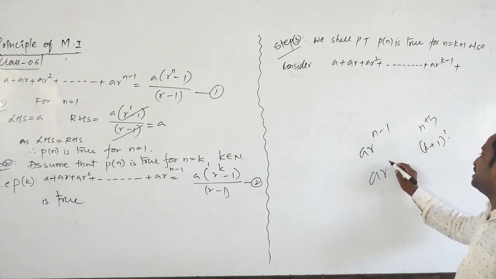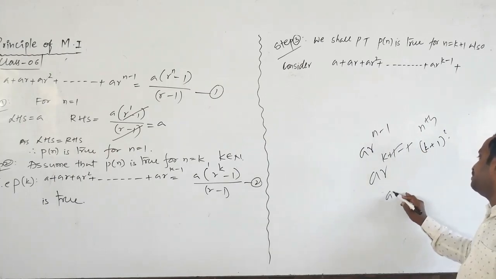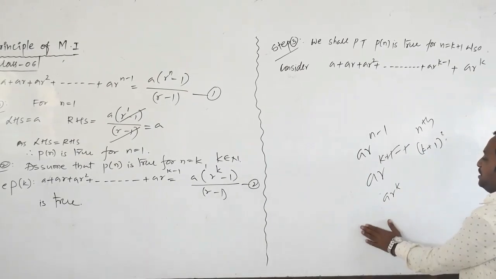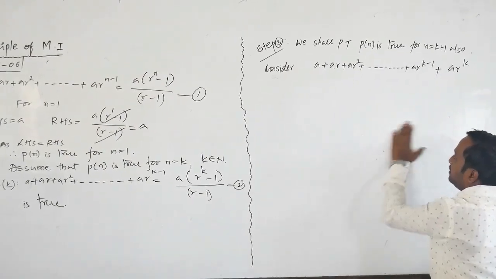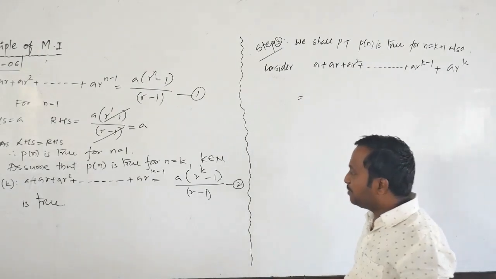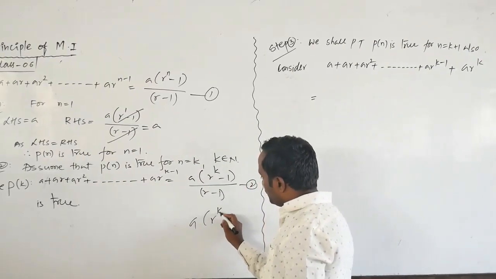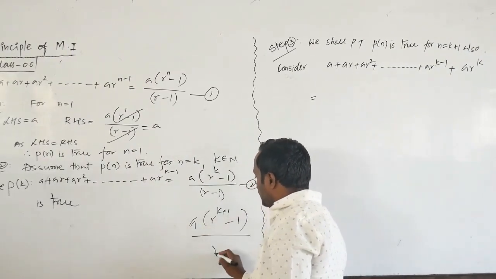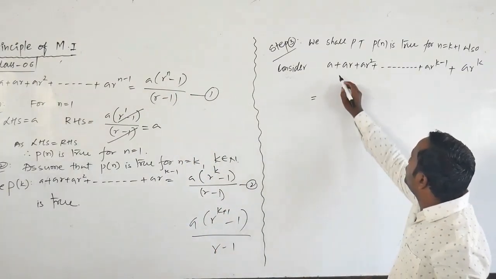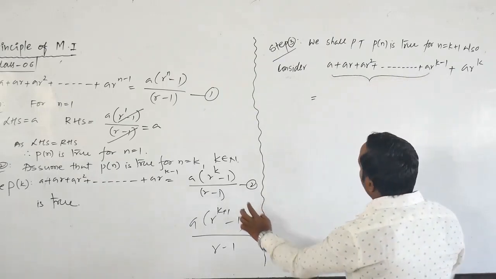N is k plus 1, so 1 cancels. A with AR raised to k. So the next term is AR raised to k. So be careful. I hope you are getting the idea. So simplify: A into R raised to k plus 1 minus 1 by R minus 1. So this is nothing but what? From 2 I can write this.